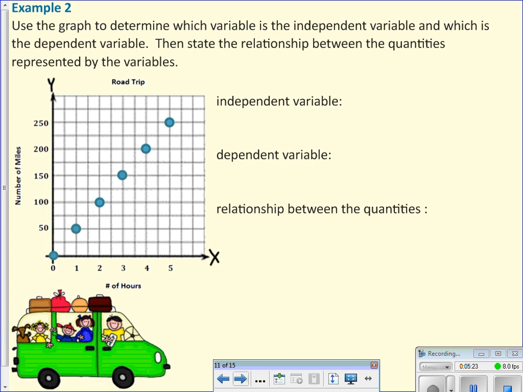So what is my independent variable? Number of hours. Yep. And what's the dependent variable? What depends upon how many hours in the car? The number of hours. Yeah, or calories, but yeah, number of miles.